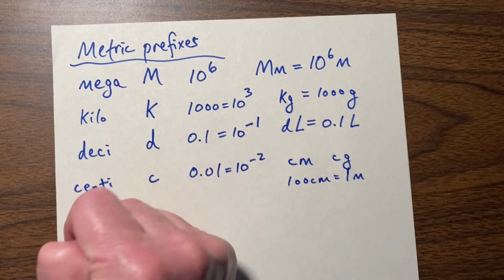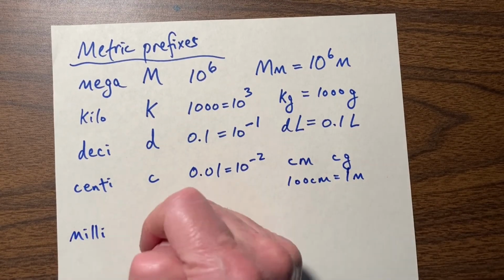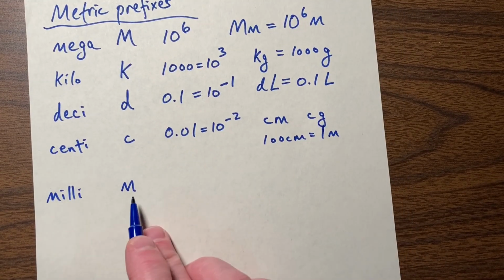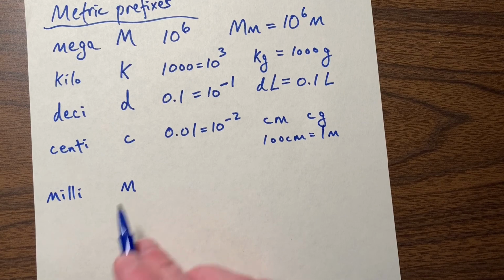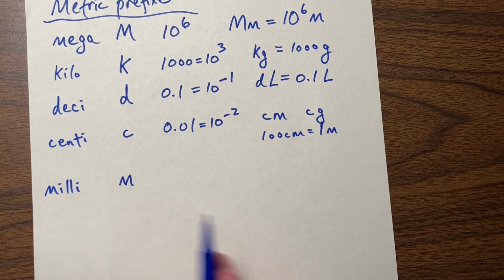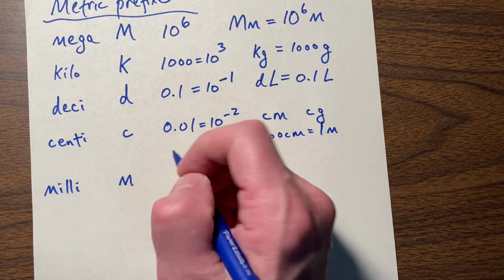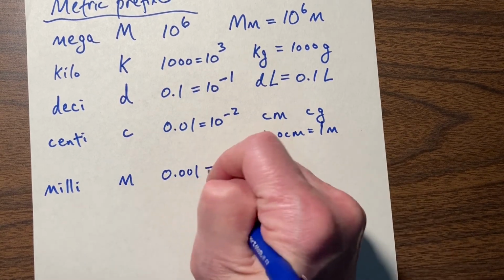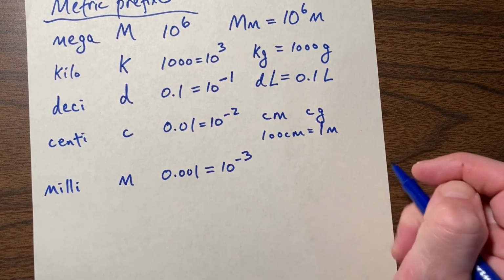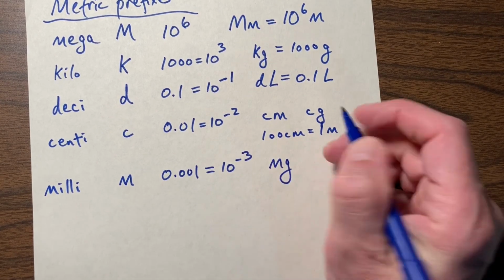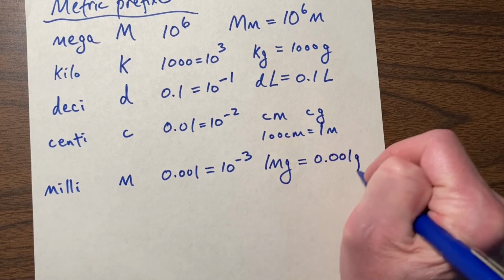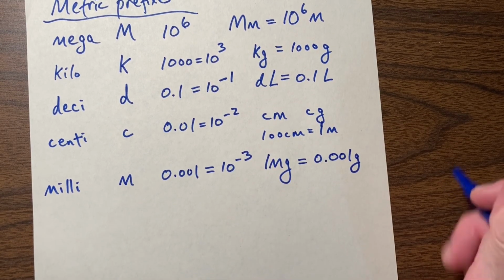Then another common unit is milli. Lowercase m is the prefix, so please don't confuse milli with mass. We only have 26 letters, so they have to double up their use once in a while. A milli is 1/1000th of something, which is 0.001, 10 to the negative 3. So a milligram would be written like that, and 1 milligram would be 0.001 grams, like so.